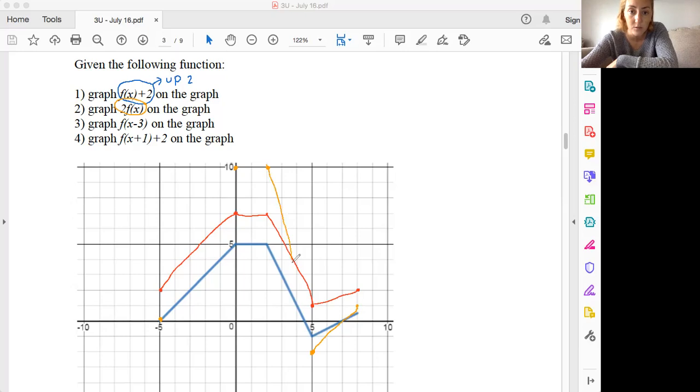So remember yesterday when I said if there's a number above 1 in front of f of x, that it stretches vertically. So that is a stretch vertically.